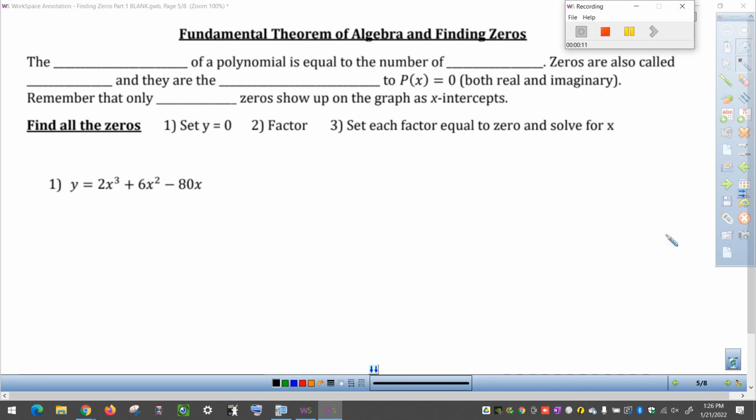There's one other little thing that I want you to think about in the back of your mind through this process of finding zeros, and it's called the fundamental theorem of algebra. We're going to start by filling in the statement at the top of the page to see what this theorem says. The theorem states that the degree of a polynomial is equal to the number of zeros that it has.